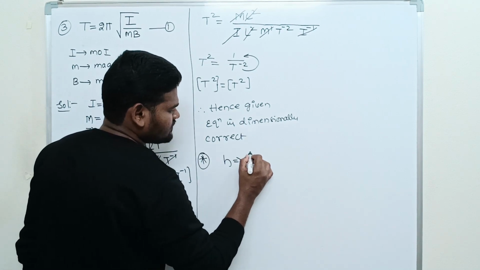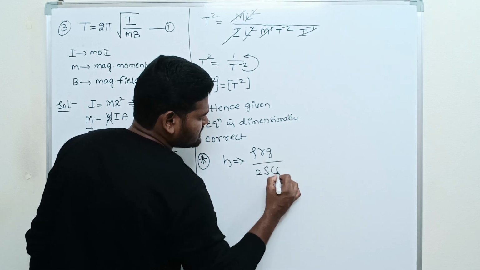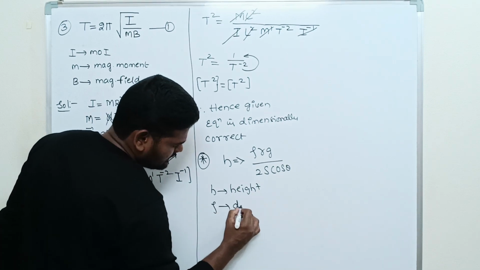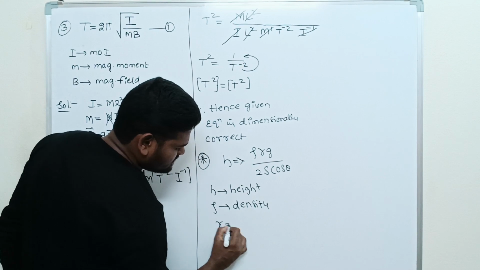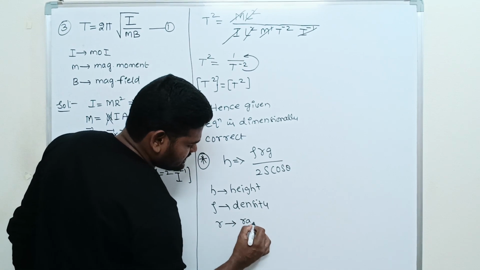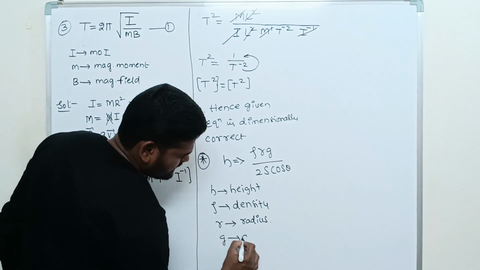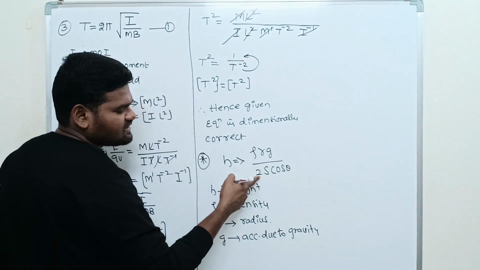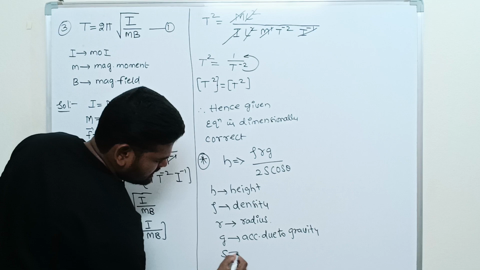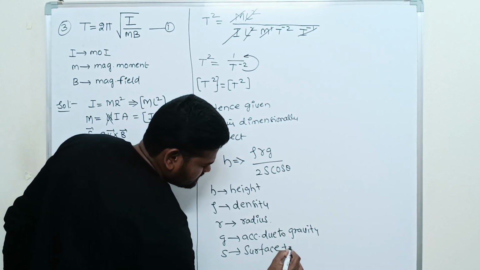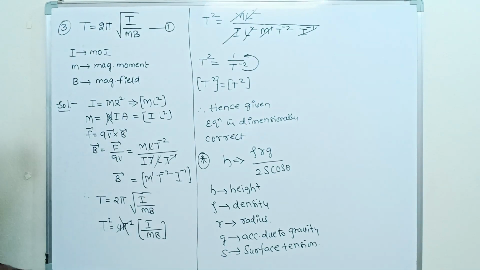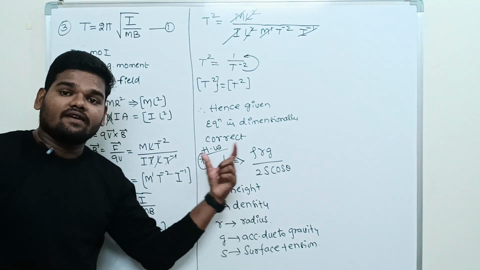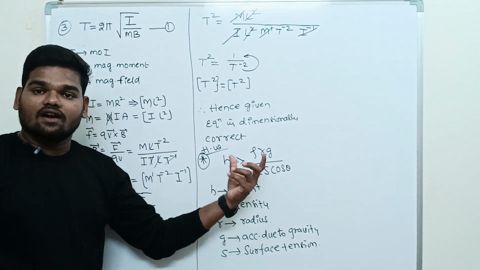Okay, so I will give one homework problem, just try it. h equals rho r g by 2 s cos theta, where h tends to height, rho tends to density, r tends to radius, g tends to acceleration due to gravity. 2 is a constant, no dimension. Cos theta is also a constant, no dimension. s tends to surface tension. So this is the homework problem. Try this problem and comment your answer whether this equation is dimensionally correct or not.